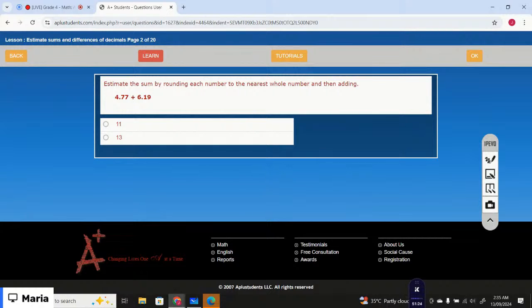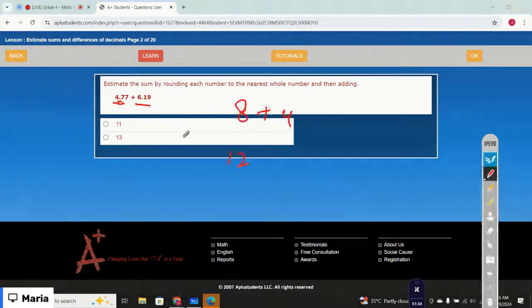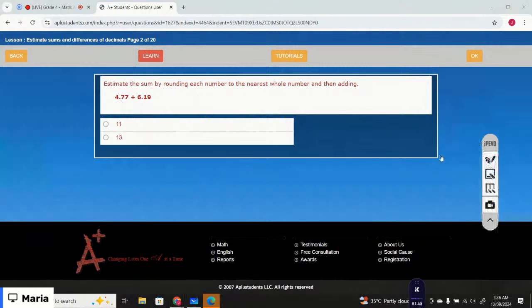Okay, let me just explain how. 4.77, right? It would be rounded off to 5, right? And then you have 6.19. So 6.19 is rounded off to 6. So the correct option is 11. Option number 1 is the correct option.